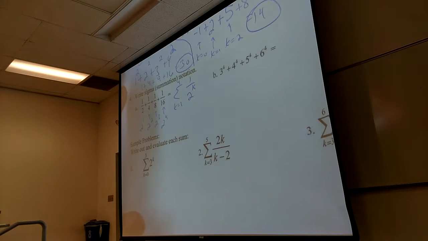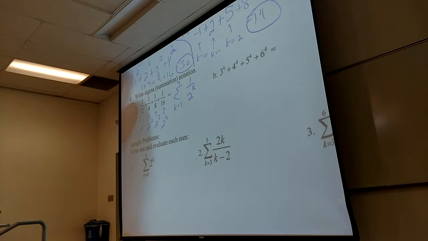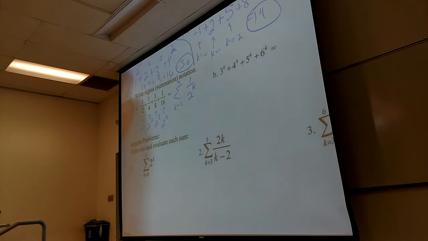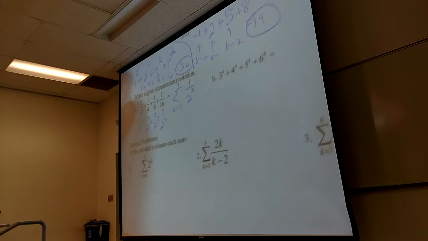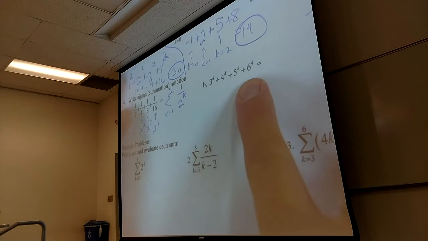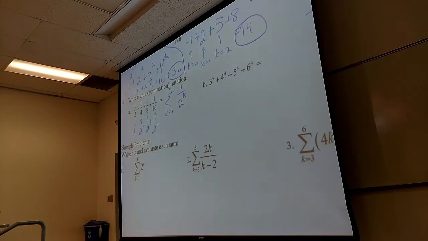Yes, sir? Could you write 2 to the power of negative K? Beautiful. I love it. Yeah, it's the same thing, right? 2 to the negative K is 1 over 2 to the K. Just flips it. Sweet. You guys try part B. Again, what's changing, what's staying the same. That's what you look for to start with. So try 4B there.